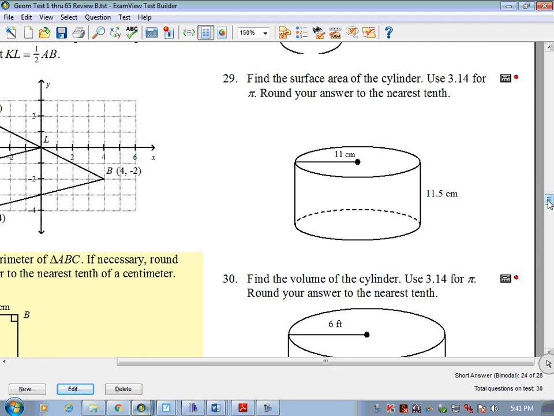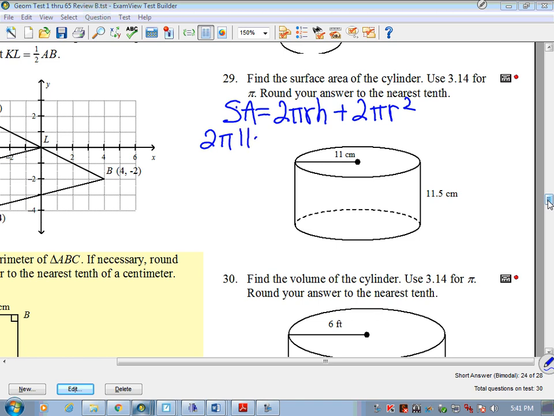Surface area of the cylinder. Here we want to use 3.14. Surface area is just the same formula we used up there. But let's do it again so we remember. Surface area equals, let's see, we got 2 pi r h plus 2 pi r squared, where my radius is 11. So 2 pi 11 times 11.5 plus 2 pi 11 squared. So that's what I want to plug into my calculator, and that's what we're going to do over here.